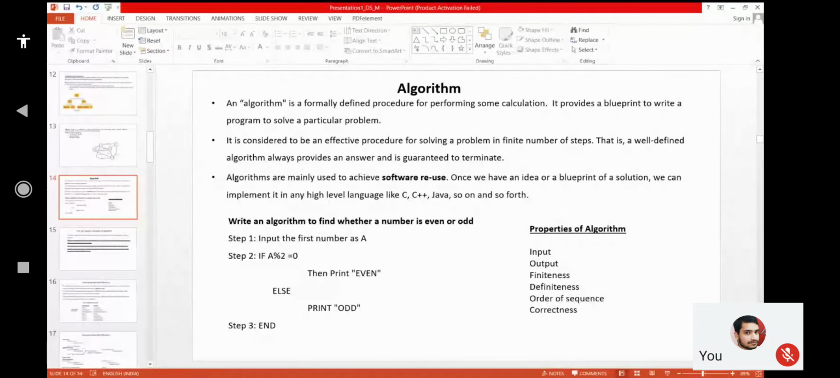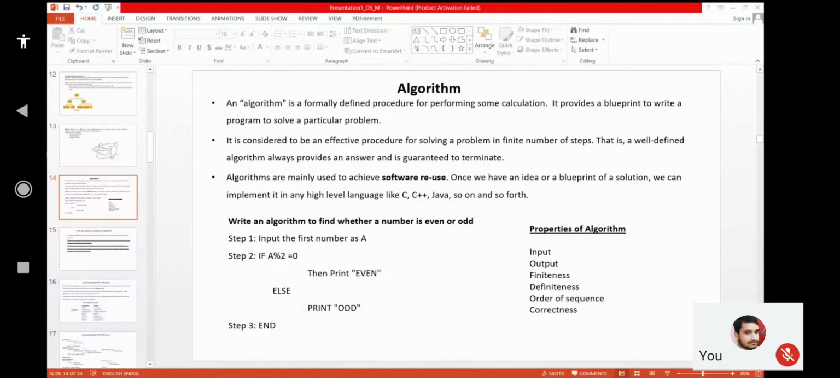Algorithm is language independent. And the third point here, algorithms are mainly used to achieve software reuse. Why? Once we have an idea or a blueprint of a solution, we can implement it in any high level language. That means your idea or blueprint is the same, and that is basically the algorithm. Once you have an idea to solve the problem, it can be solved in any platform, any language. That is nothing but software reuse.